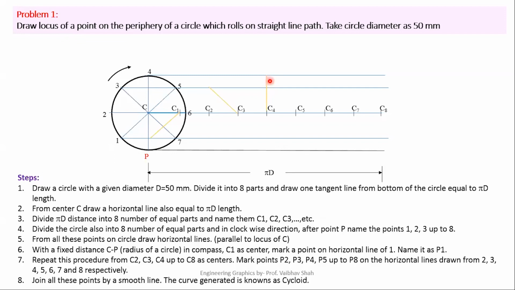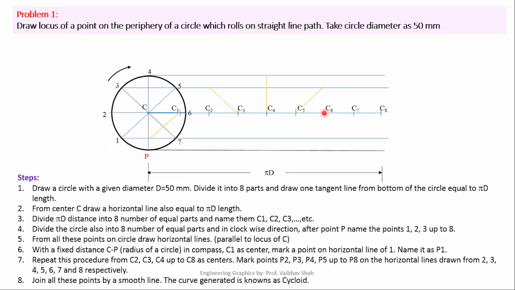So we have cut this line of 4 somewhere here. After that, we'll be using center C5. So try to cut the line of 5 somewhere here, because this is the line of 5. So try to cut this line of 5 here. We have cut this line of 5 here.